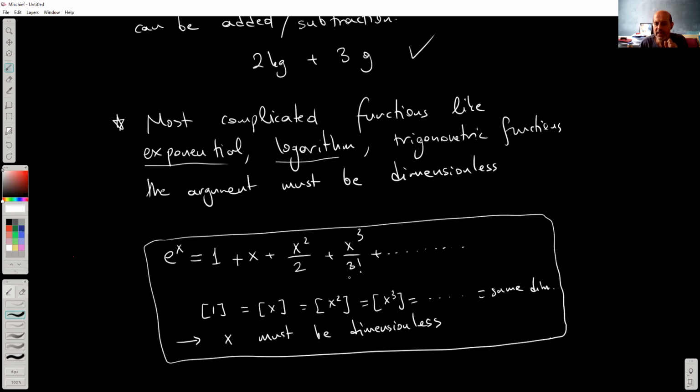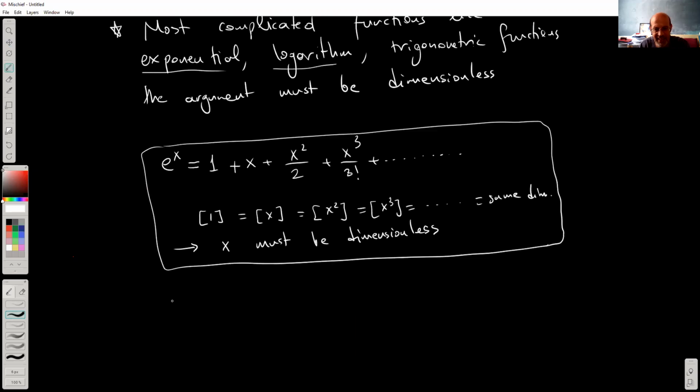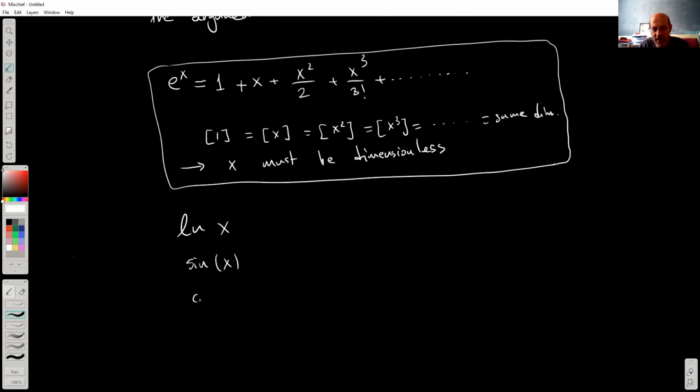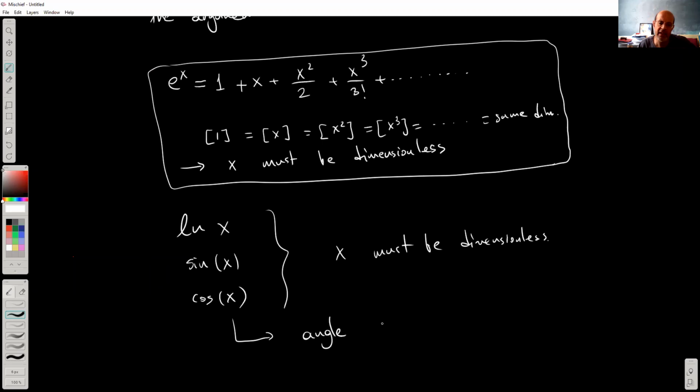So there's no meaning of the cosine of 1 kilogram, right? Let's say it like this: the logarithm of x, the sine of x, for example, tangent of x or cosine of x. All of these x's in here, x must be dimensionless. Especially for the trigonometric functions, we usually write angles as the arguments of the cosine and sine functions, right? Angle is a dimensionless quantity. So I'm going to come back to this later.